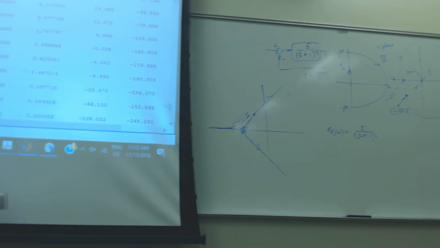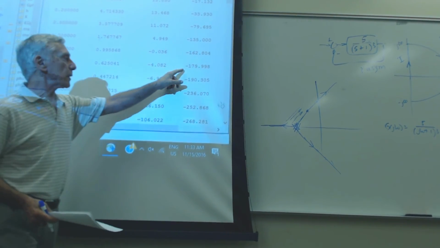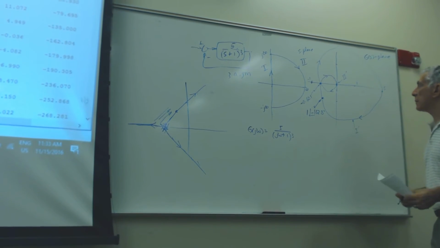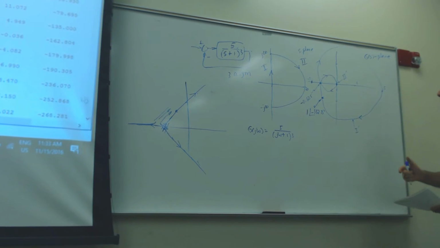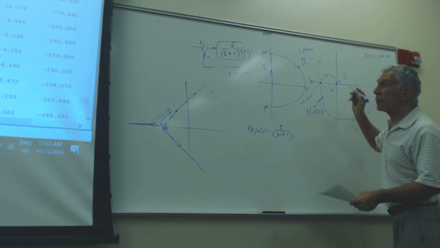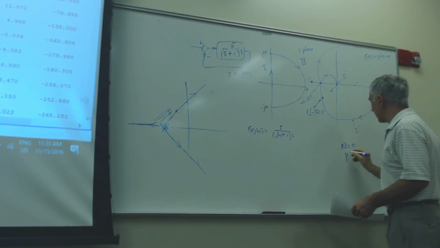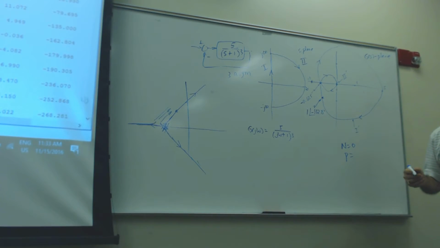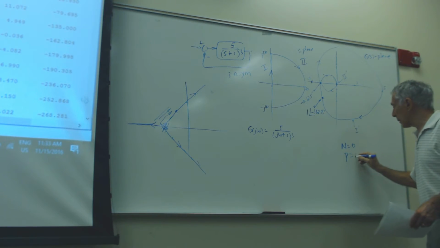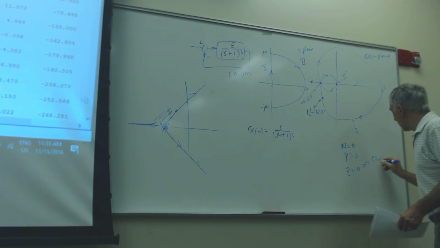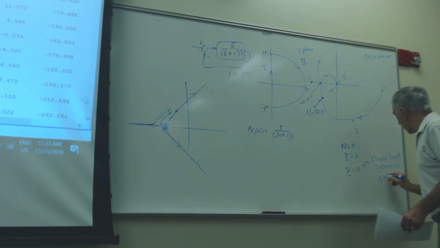In other words, at this frequency, 1.732, the value is 0.625 at minus 180 degrees. So this is minus 0.625. And therefore, the minus 1 point is not encircled. Obviously, n is equal to 0. And p, what is p equal to? 0. No right half plane poles of the open loop transfer function. Therefore, z is equal to 0. Therefore, the closed loop system is stable.